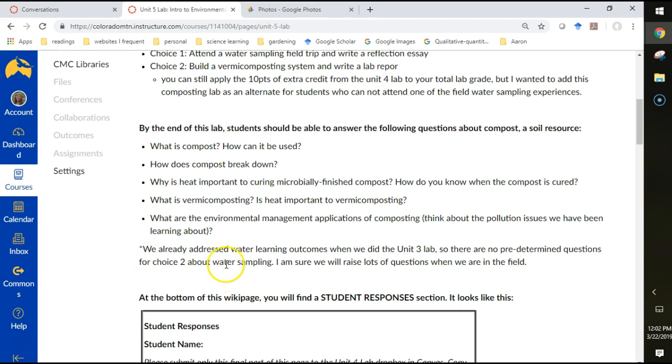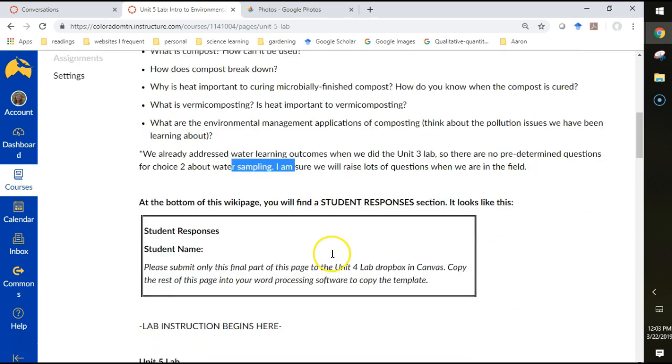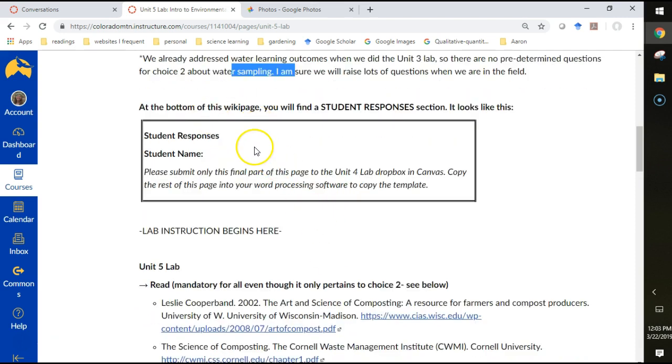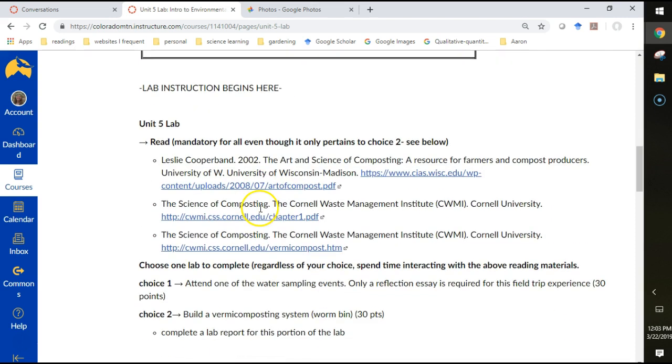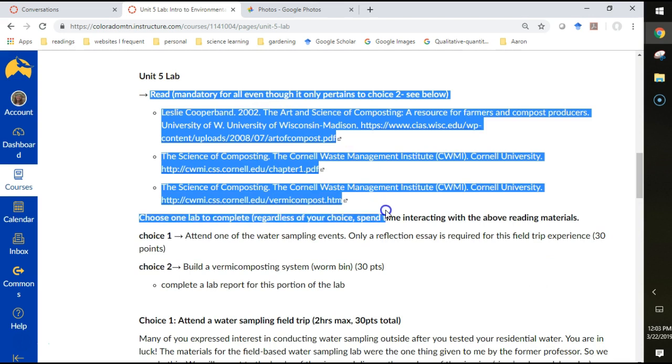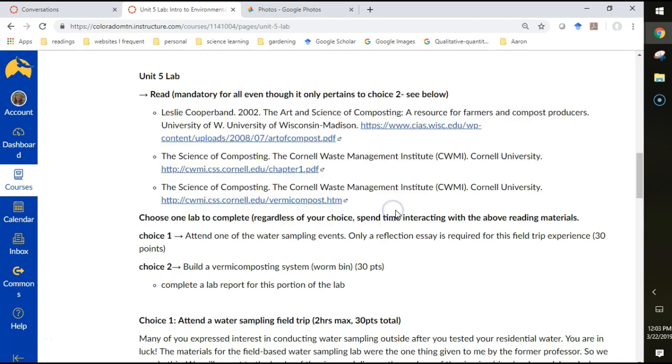So as I mentioned, we already addressed the learning outcomes, asked questions about that. And in the final module, at the end of the semester, we'll really aggregate all of these things together. So, as always, student responses section. So here are these mandatory readings. So even if you come on the field trip, I'd still like for you to interact with these readings.